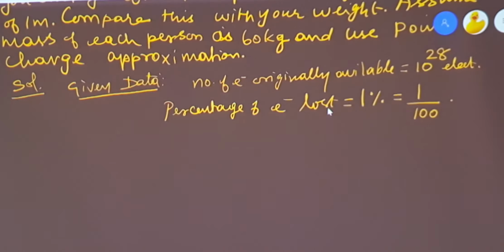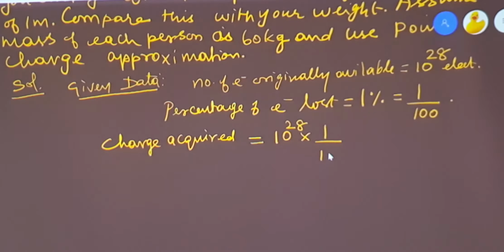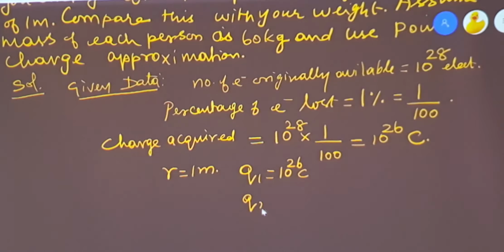If 1% is lost, what is the charge acquired? So I can write the charge acquired by the human body is equal to, see, in this total number of electrons, lost is 1 divided by 100. So the charge available is 10 to the power of 26 coulomb. What else have they given? The distance of separation R is equal to 1 meter, and the charge acquired by you and by your friend, Q1 is equal to 10 power 26 coulomb, and Q2 is also equal to 10 power 26 coulomb. And I have to calculate the electrostatic force between you and your friend.